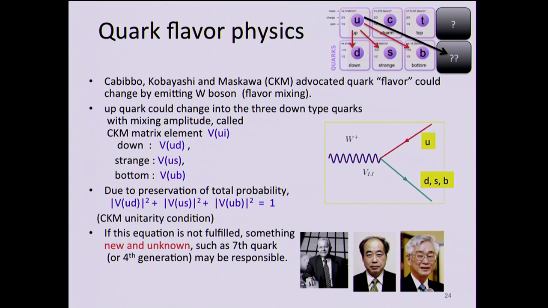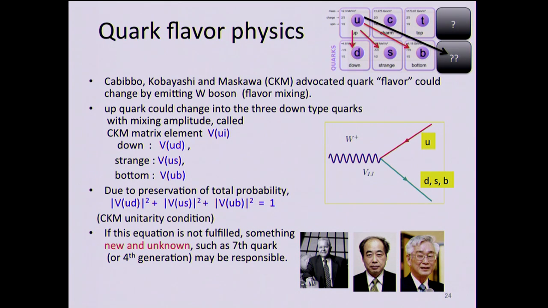So that was the mass. I was talking about hadron mass and also the proton-neutron mass difference. Now getting more subtle, a more precise region, namely quark flavor physics. So we have, as I said, 6 types of flavors of quarks. And this quark, for example the up quark, can emit a W boson, the electroweak force carrier, and become a down quark, or strange quark, or bottom quark. So these are down-type quarks.